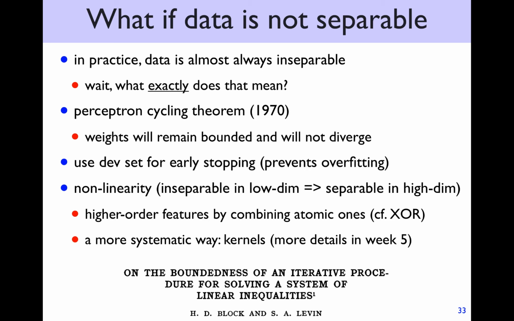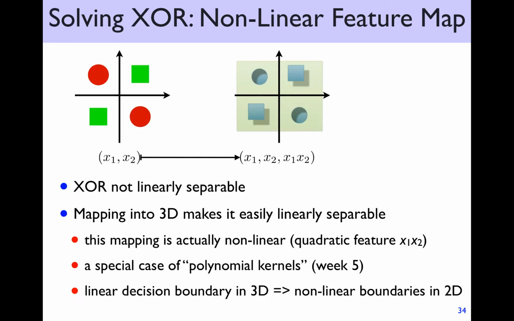And yeah, the feature map that we can transform the original problem that is inseparable in lower dimensions to separable in higher dimensions is kind of a special case of a more systematic method called kernels, which we'll cover after SVM in week 5. Okay, so let's look at this very simple example of XOR.